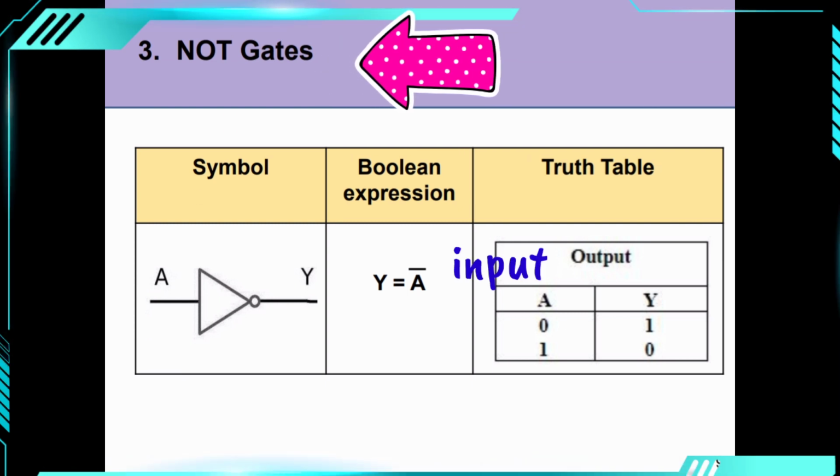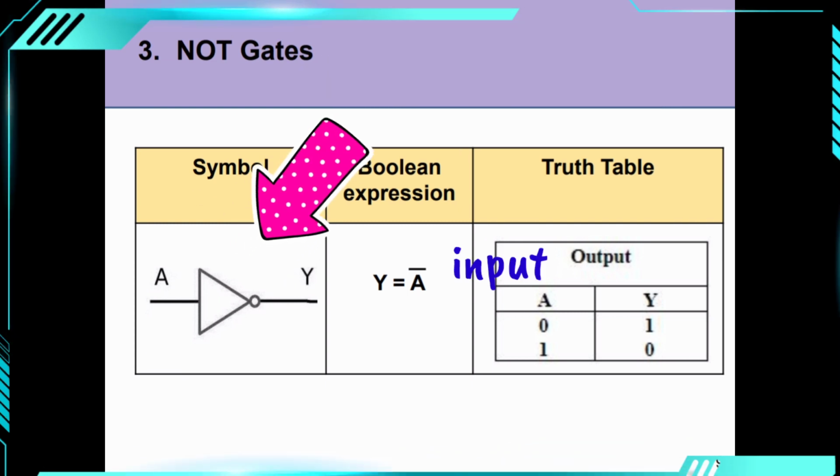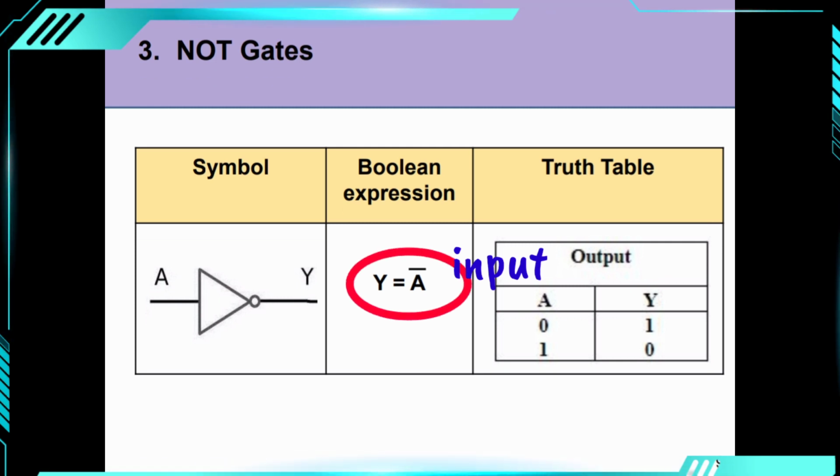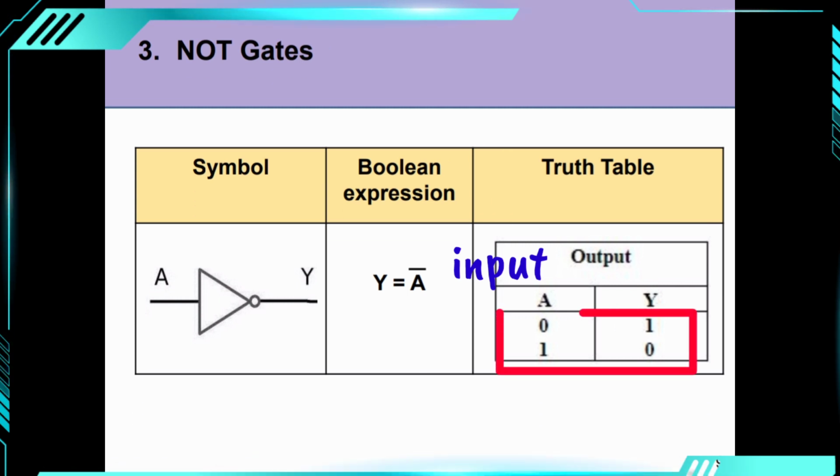NOT gate. This is the symbol for NOT gate with 1 input A and 1 output Y. The Boolean expression is written as Y equal A bar. For the truth table, when input A is 0, output Y is 1. When input A is 1, output Y is 0.